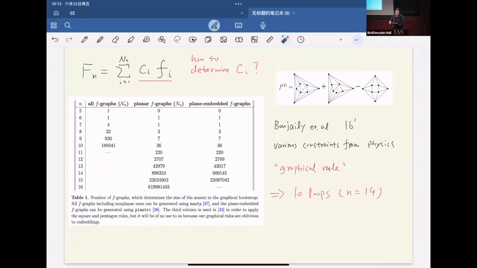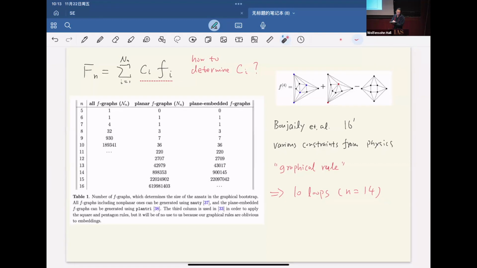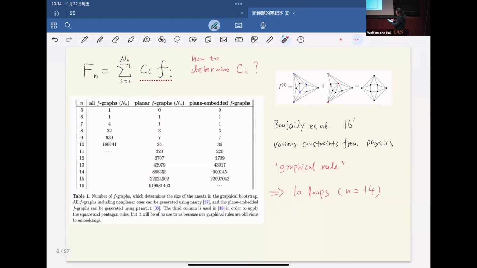So as Jake and the collaborators worked on this problem many years ago, they achieved really a great deal. They found some graphical rule that allows them to determine these coefficients all the way up to 10 loops. So graphs with 14 points. So you can see that for planar graphs, this grows really fast. Like when you go to 14 points, it's almost a million planar F graphs. And the job, all the physics input, is to determine their coefficients.